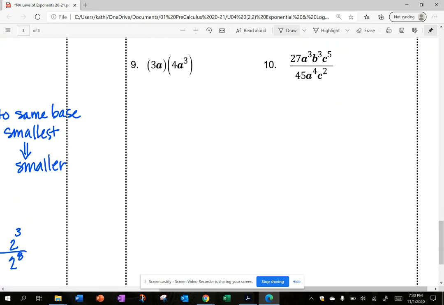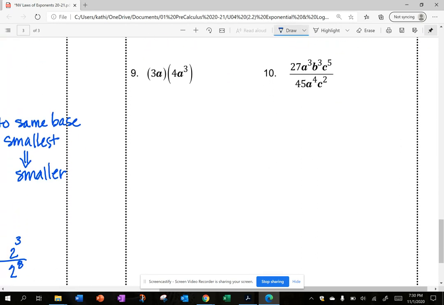Let's try 9 and 10. I'm going to multiply coefficient times coefficient. So 3 times 4 is 12. And then I'm going to add my exponents because I'm multiplying. So 1 plus 3 is 4. So 12a to the 4th.